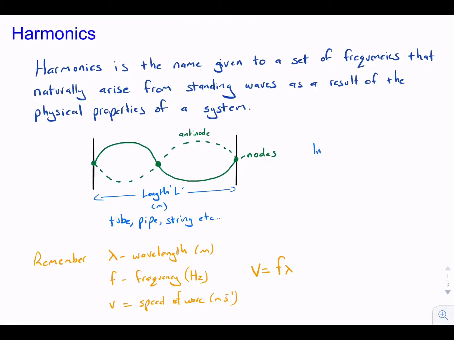In harmonics, we often refer to the nth harmonic, and by nth we could mean first, second, third, etc. n is always an integer number, i.e. you never refer to the half harmonic. n has to be a whole number.